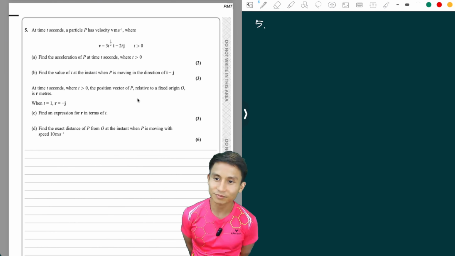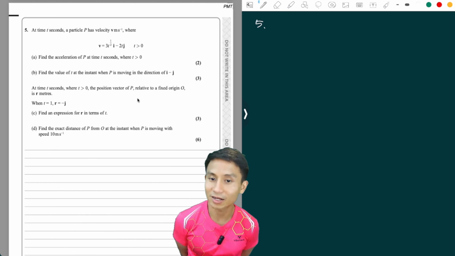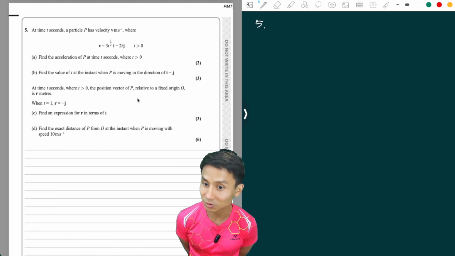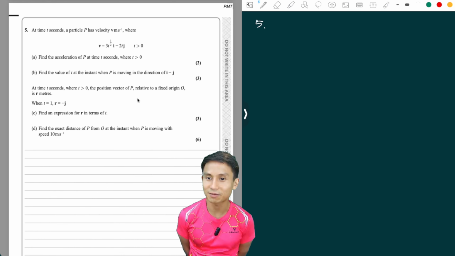Okay. This is not hard. It's probably not the reason why I picked this one. Maybe the last one is more interesting. So let's just do it in order. So A, find the acceleration of P at time t seconds.